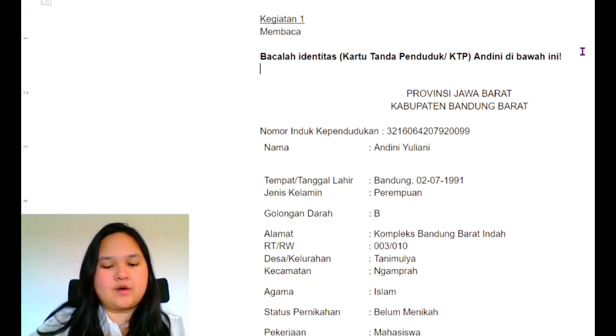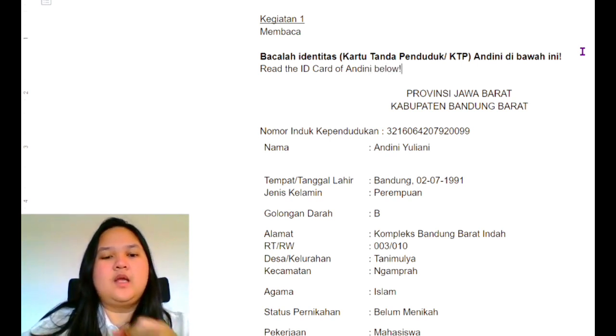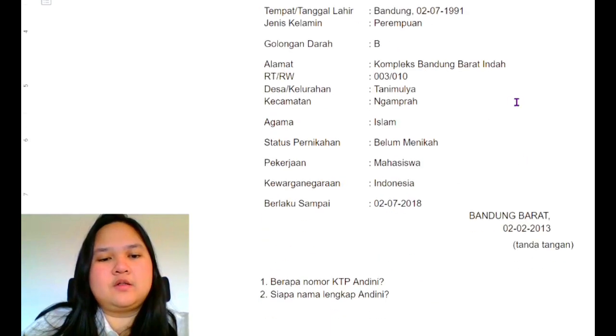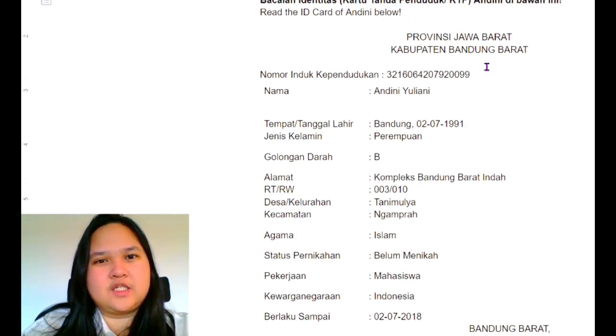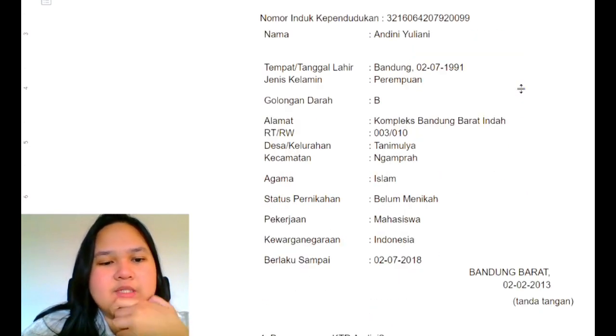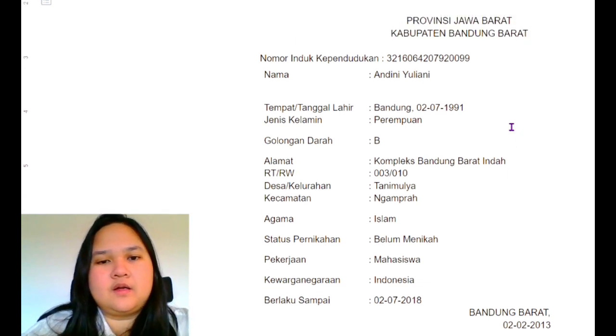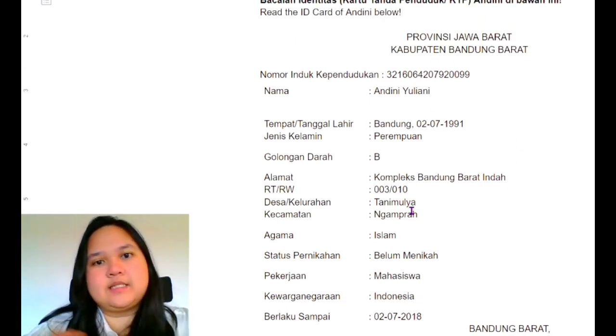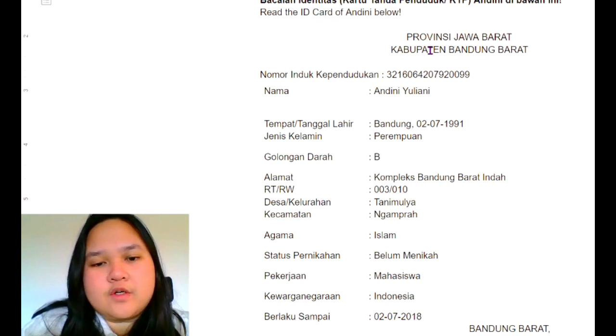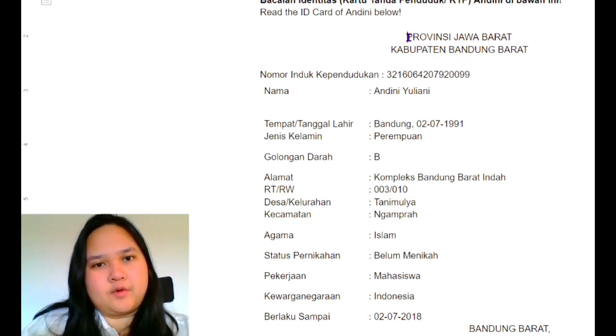So we'll write down the meaning here. Read the ID card of Andini below. So this is typical information in an Indonesian ID card. So we will see here what is in the ID. The first one, name of the province.